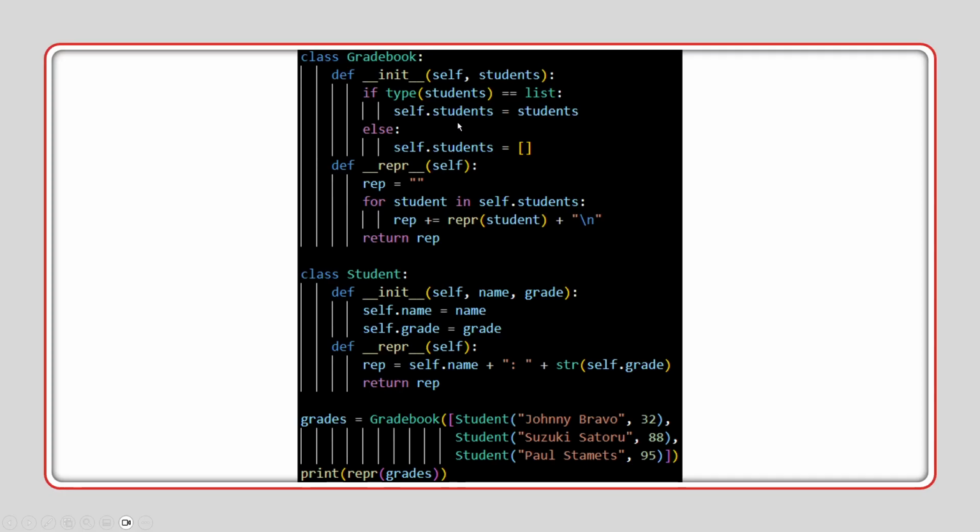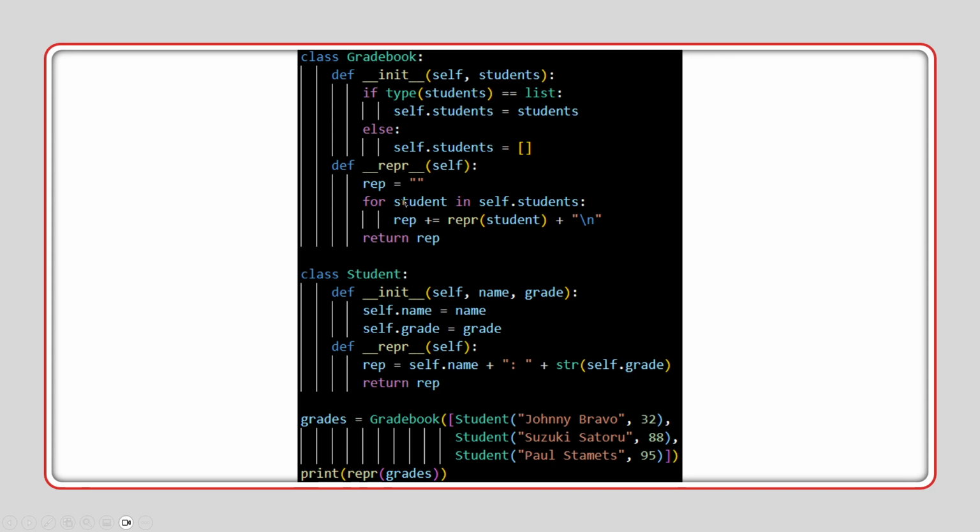So looking here, we have a gradebook class which contains a list of students, and then we have our student class. Each student has a name and a grade, and each of these has their own stringification. In our student class, if we call dunder repr, it creates a repr with self.name and self.grade that has been cast to a string.